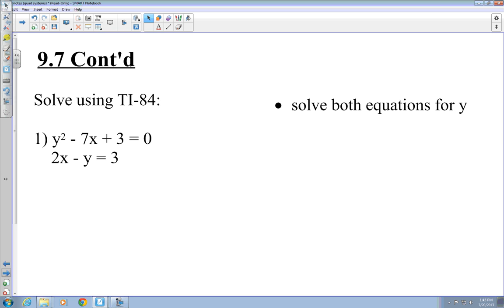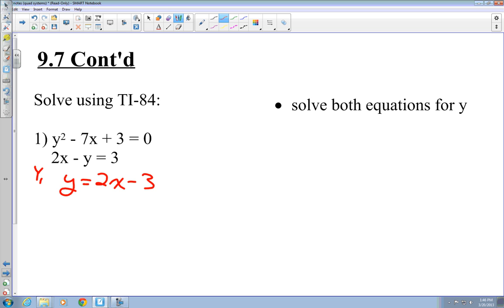Okay. So, using your calculator, I have this system: y squared minus 7x plus 3 equals 0, and 2x minus y equals 3. First thing you do is you take each of your equations and you solve them for y. So if I add y to both sides and subtract 3 from both sides, I get y equals 2x minus 3. Now, that one's going to be a little trickier. Square root. So you're going to put this one in the y1.